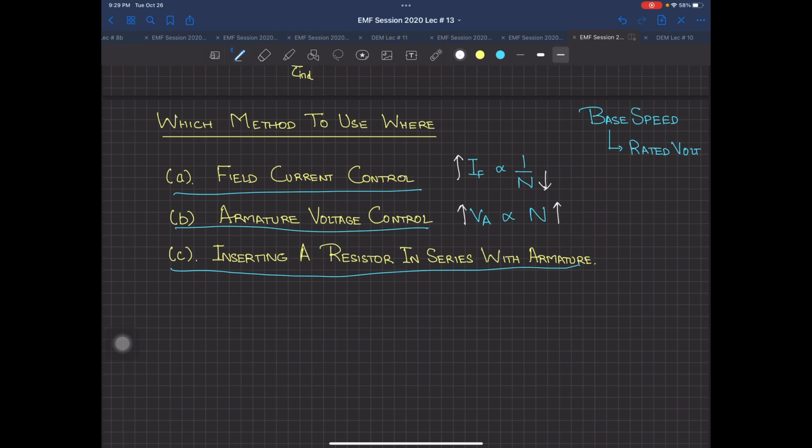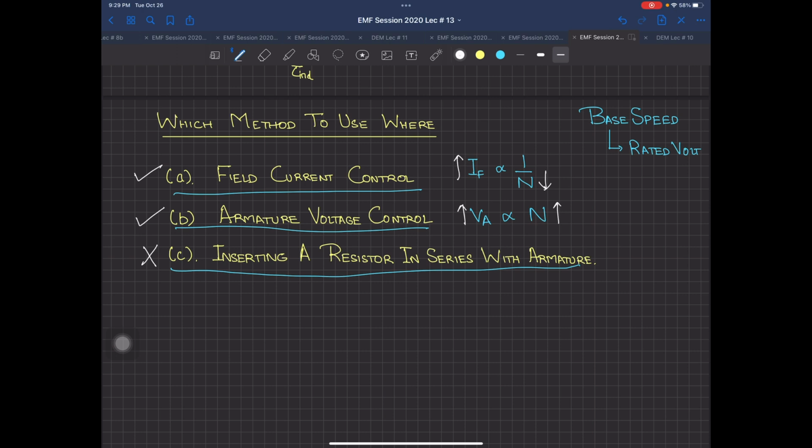Now, these two methods are the ones most used. The last one, as I told you, is not used nowadays, unless your industry has a very small machine and small expense, in which case you use it by inserting a resistor in series with the armature. So which method to use where? From the A and B parts, that is the field current control and the armature voltage control.